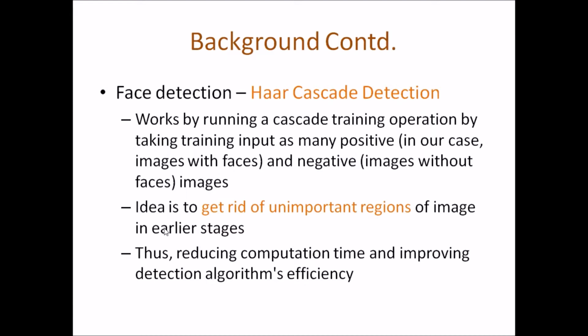The idea is that using a cascade of classifiers, you can get rid of unimportant regions of the image in the earlier stages, instead of applying all features to all regions of an image. And thus you're reducing computation time and improving the detection algorithm's efficiency.